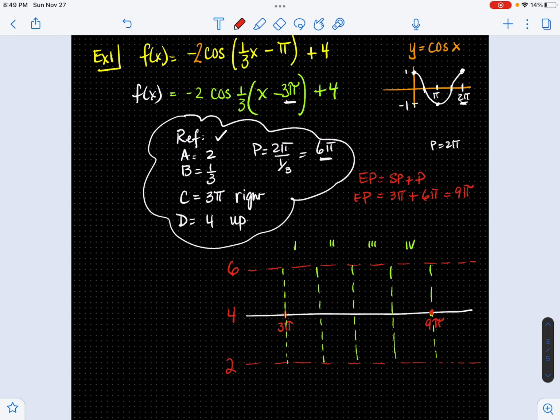Once I got the end point, here's the midpoint. So what's right in the middle of 3 and 9? They're 6 apart. Half of that is 3. So it would be 6 pi. And then right here would be 4.5, which is 9/2 of pi. And here would be 7.5, like 7.5, which is 7.